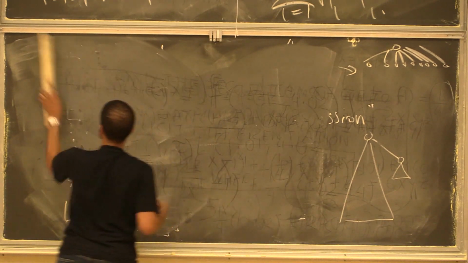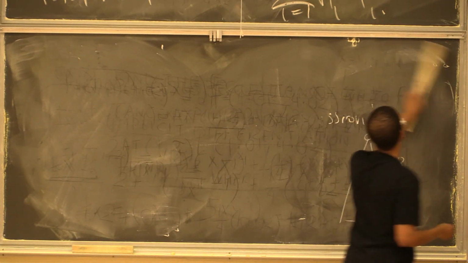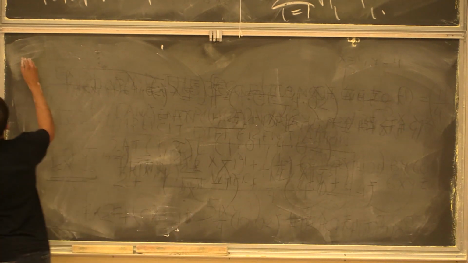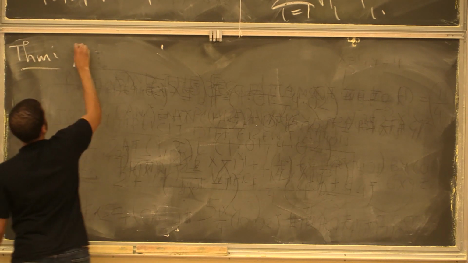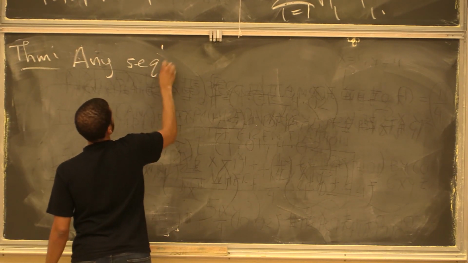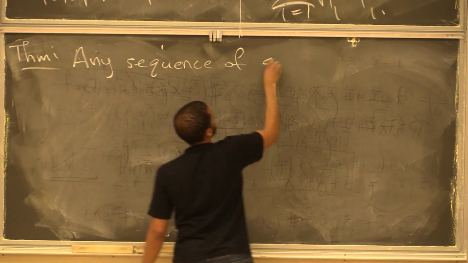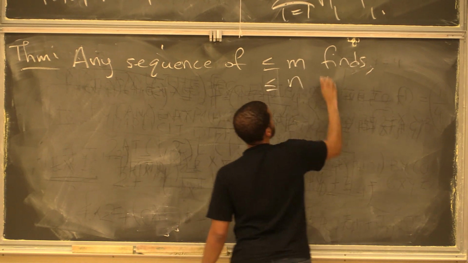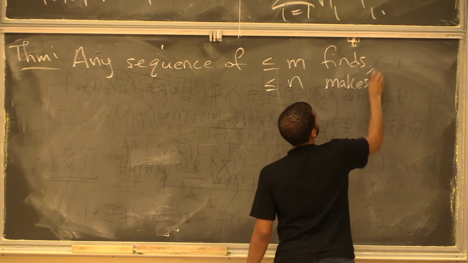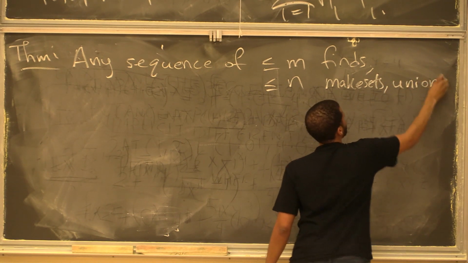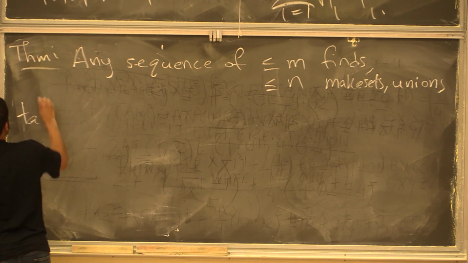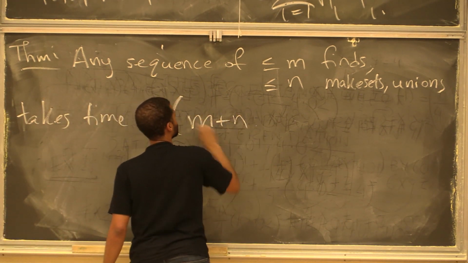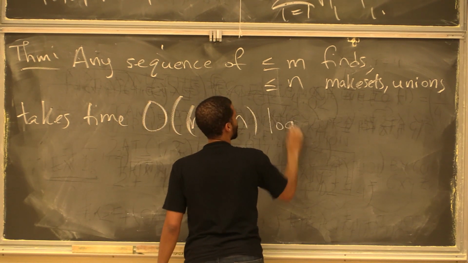Or the theorem. Any sequence of at most m finds and at most n make sets and unions takes time big O of m plus n log star n.